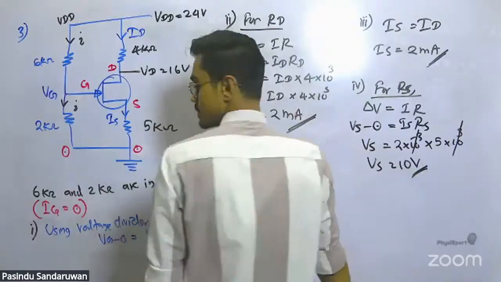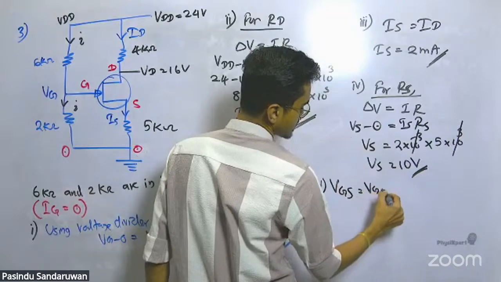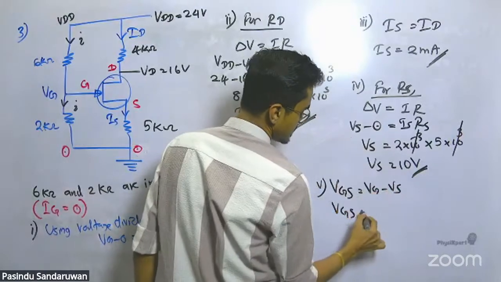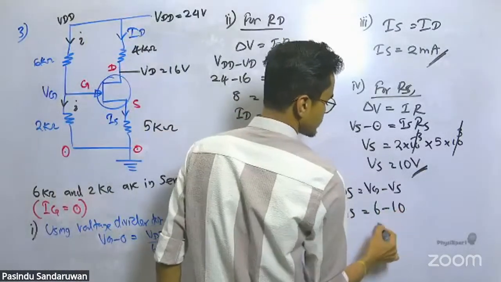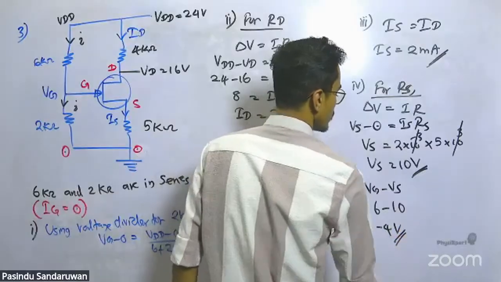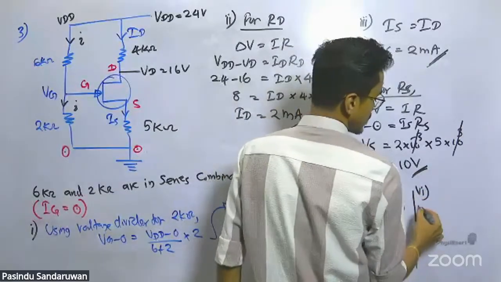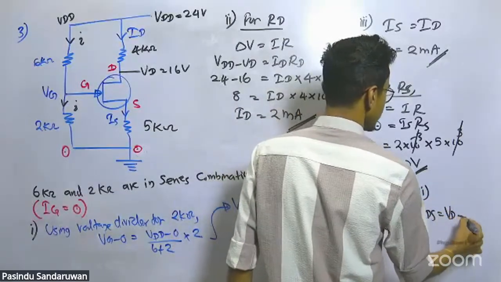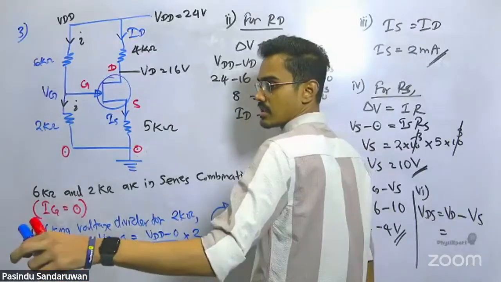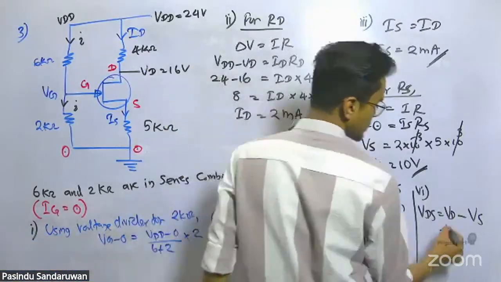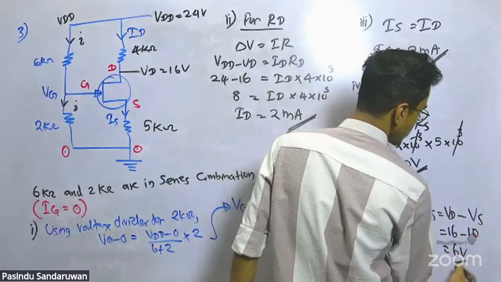VGS: now the equation can be used. VGS is VG minus VS. VG is 6, VS is 10, so VGS is minus 4. And then VDS. Again, VDS is VD minus VS. VD was 16, VS 10, so 6 volts.